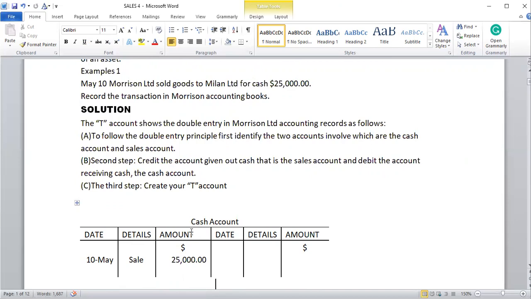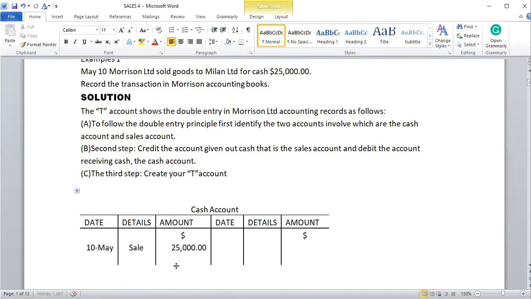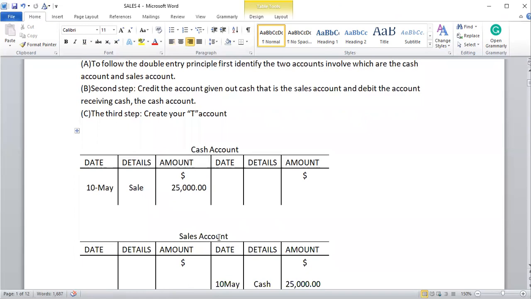So the cash account is receiving the cash, so it has to be debited. It has been debited on the left-hand side. So we have date, 10th May, details, sales, the amount $25,000, because the corresponding entry can be found in the sales account. When we come to the sales account, because it is giving out the cash, it has to be credited. So on the right-hand side it has been credited. We have date, 10th May, details, cash, because the corresponding entry can be found in the cash account, and the amount is $25,000.